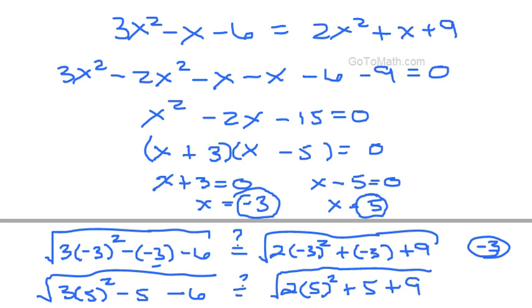I can't remember what I said. 64. Oh, Lord. 64. Yep. Okay, so this is equal to, right, 64, 64, so they're both equal. So 5 is a solution, so we could just say then, solution set is negative 3, 5.